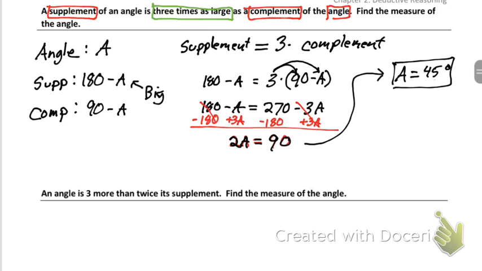Do you think there's problems in the homework that say also state the supplement and the complement? Yes, there are. So I'm going to on this one because it is notes. So I'm going to name the supplement and the complement as well. Even though they didn't ask for it, I'm going to do it anyway because I'm going to show you how to check your answer.